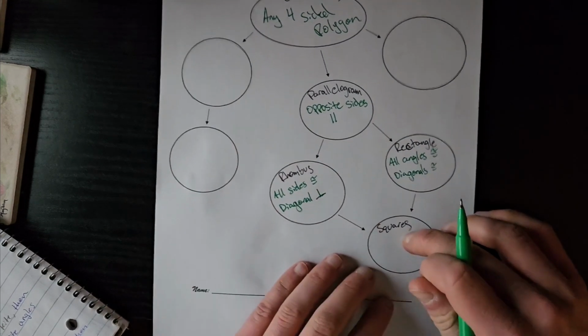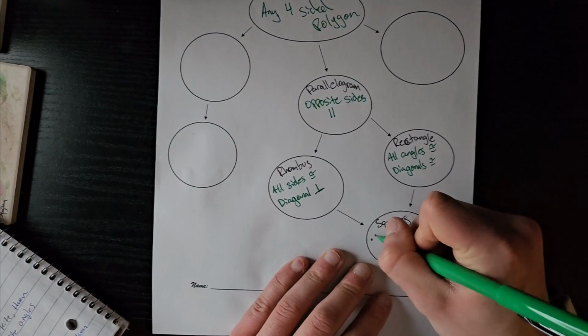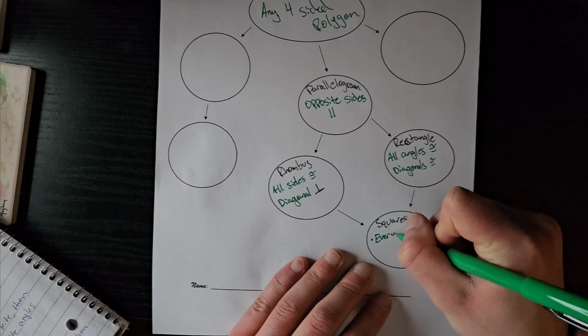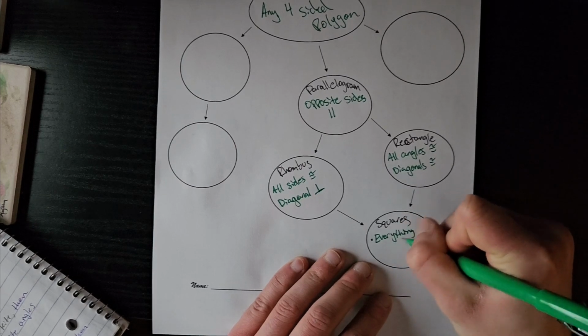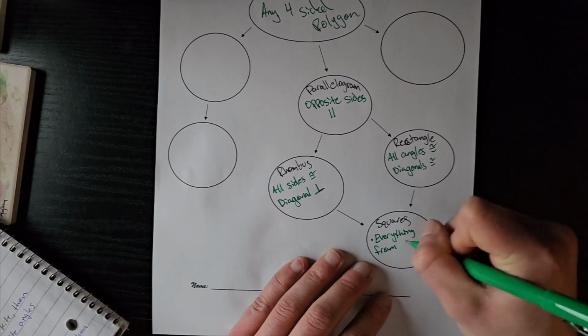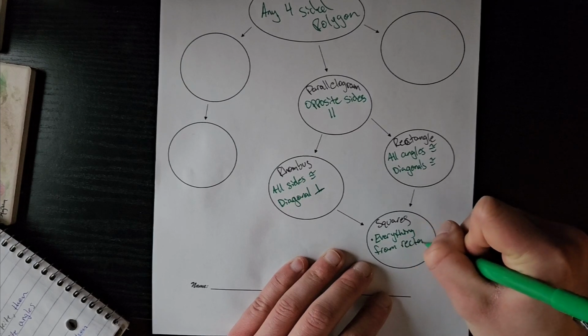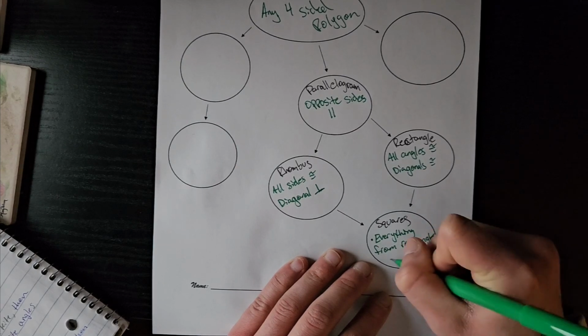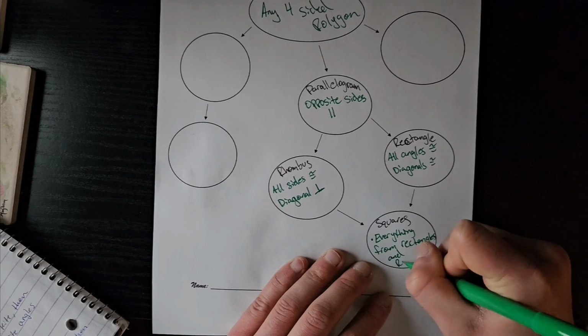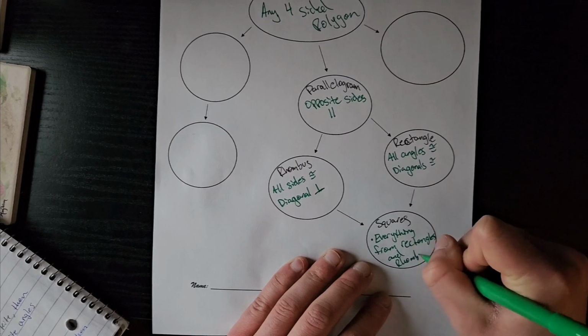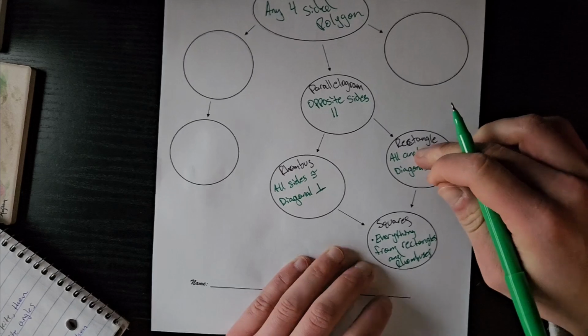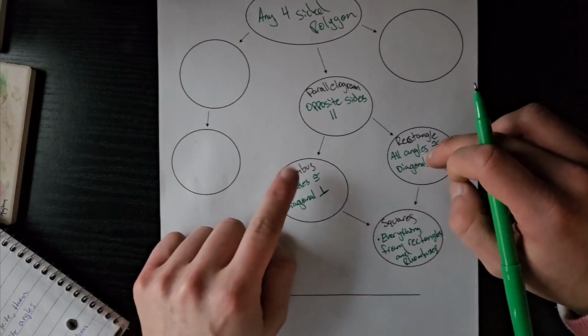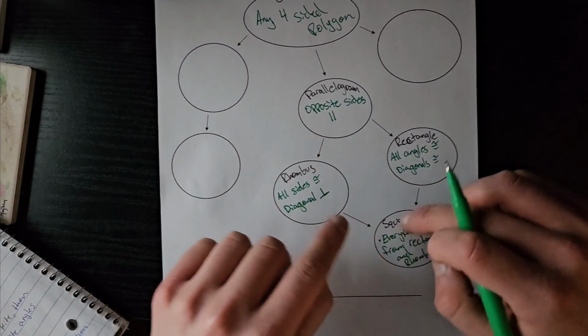And then squares, it's everything from rectangles and rhombuses. So all the special properties from rectangles and rhombuses go into squares.